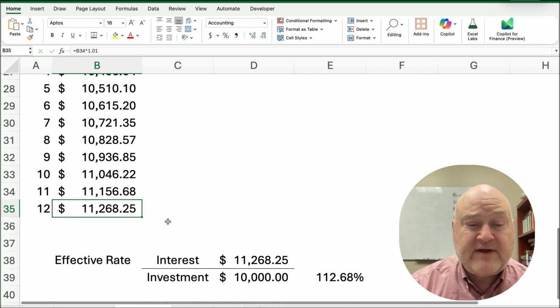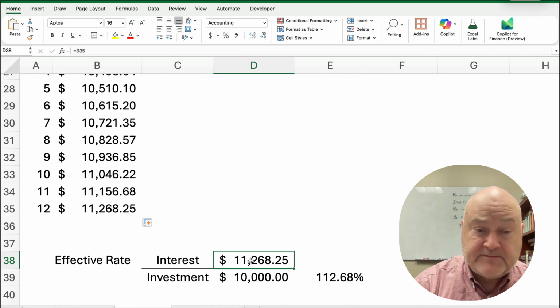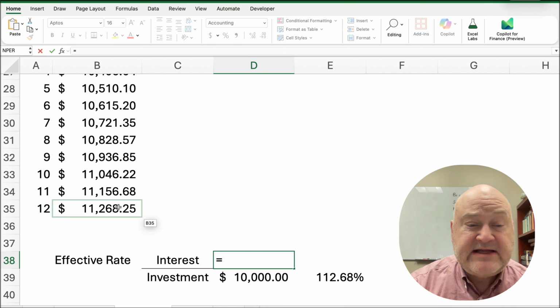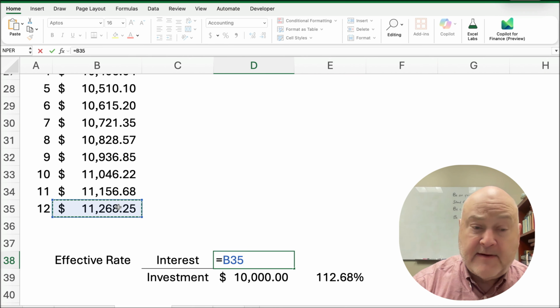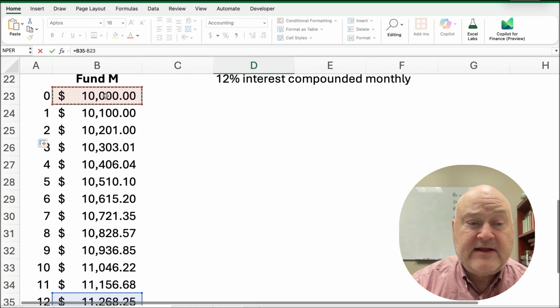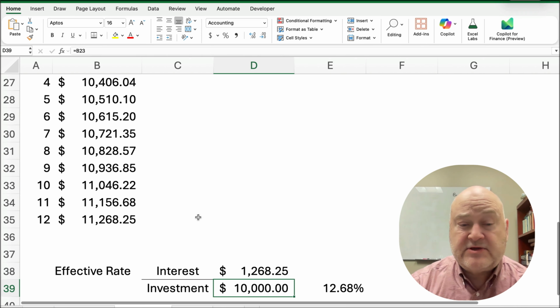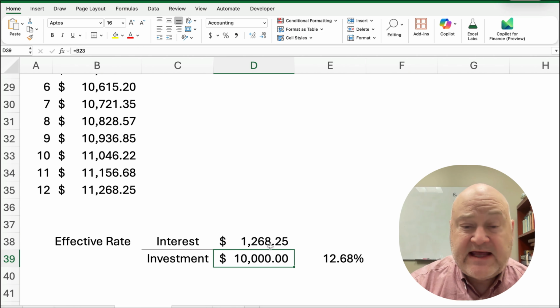Well, now we have 11,268.25 minus the 10,000. So we've earned interest of $1,268.25. Our initial investment is still 10,000.